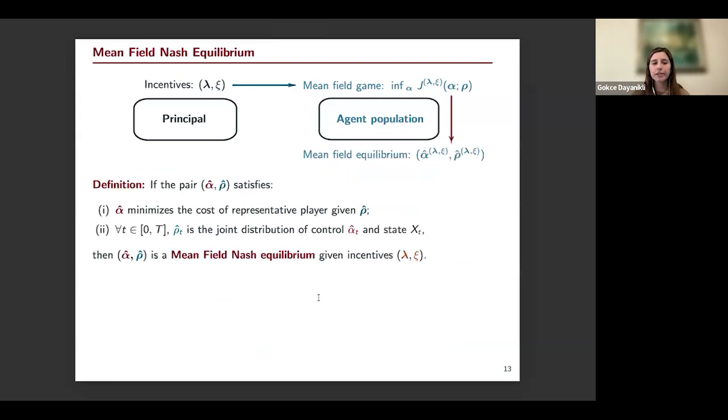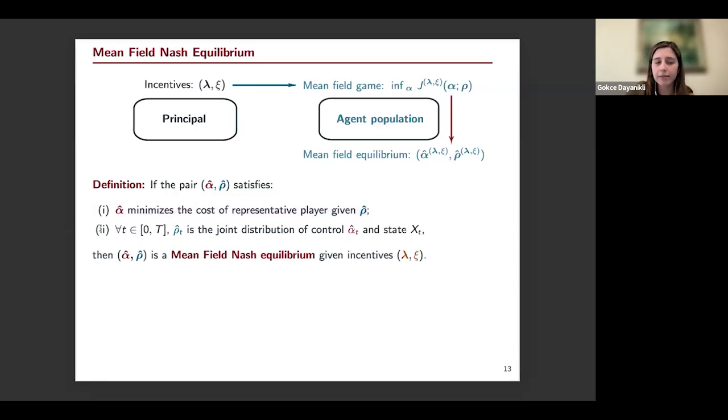Then our question is, how can we define the equilibrium in this model? We introduced the problem, but we need to introduce the definition for the equilibrium. Equilibrium here is defined as follows. There should be two conditions. The first one is that the control should be the best response for the representative player given the population's distribution. So we keep the population constant and find the best response for the agent. This first condition is basically saying that alpha hat is going to minimize the cost of the representative player given the joint distribution in the population.